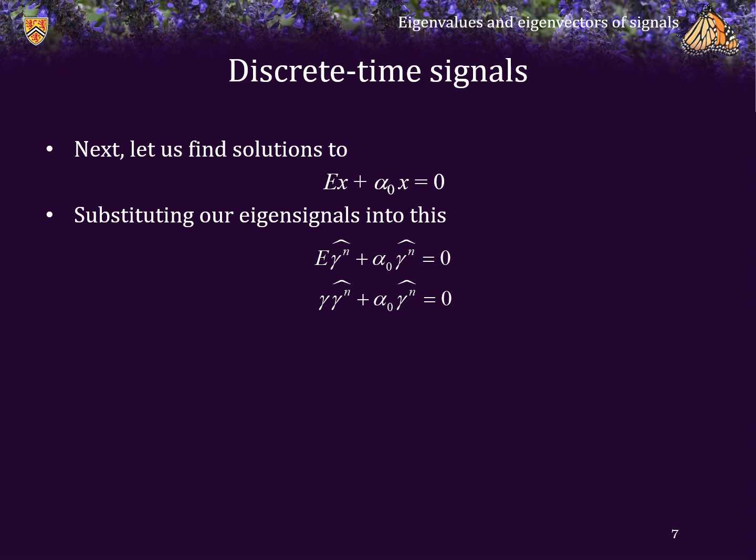Now we can factor out the geometric sequence. So we get that this is going to be true if gamma plus alpha naught is equal to 0. Because if gamma is not equal to 0, then for this equation to be 0, we require that gamma plus alpha naught is equal to 0. So, in this case, the only ratio that's acceptable is when gamma is equal to negative alpha naught.